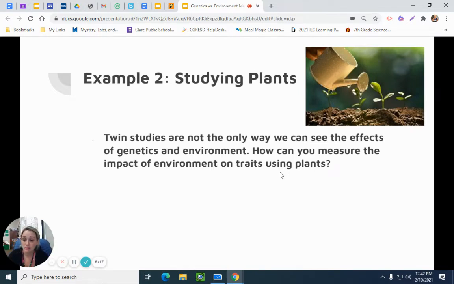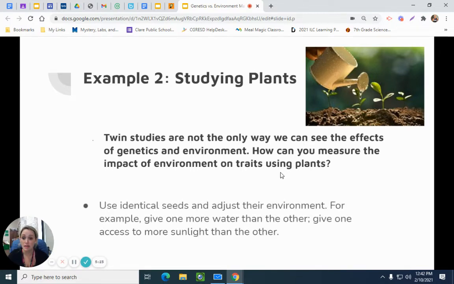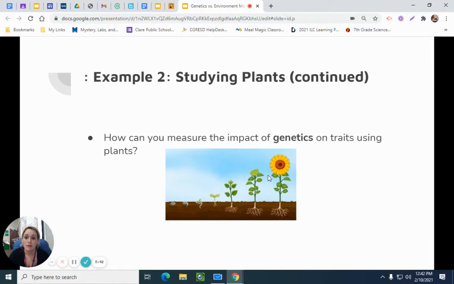You can grow the same seed of a plant and change the impact of the environment by giving it different needs. So you can use identical seeds and adjust the environment, give one plant perhaps more water than the other, or one more access to sunlight than the other. So changing the environmental variables would give you evidence of the effect of the change in environment. It's a little more difficult, though, to study the flip side of it.